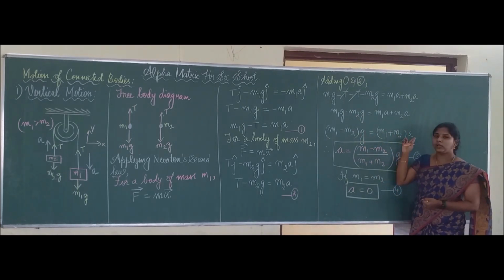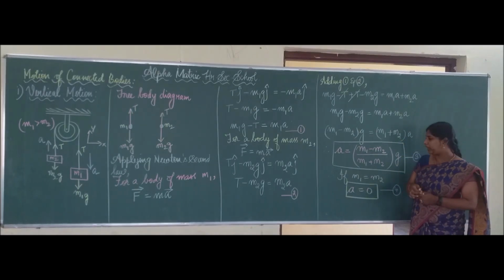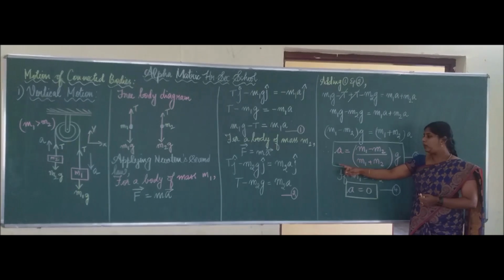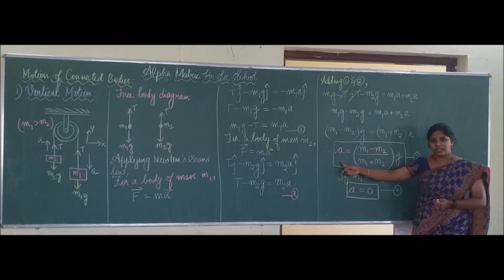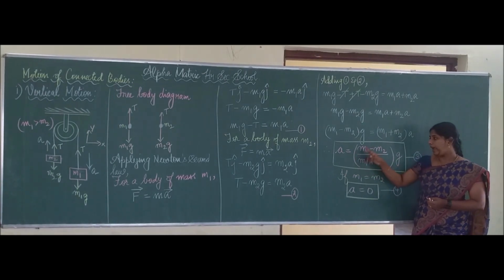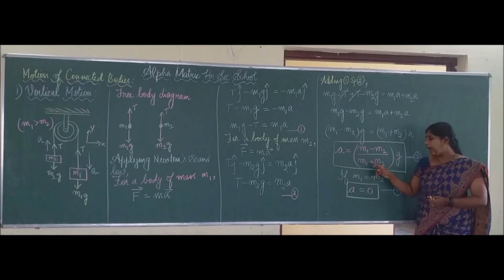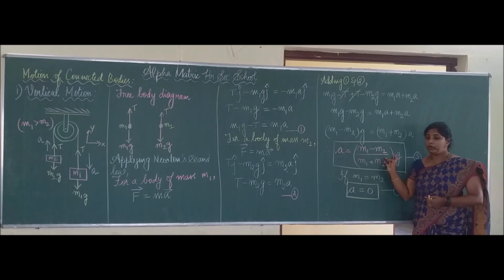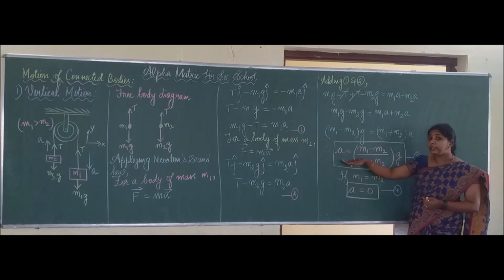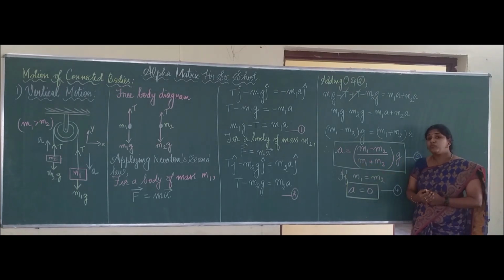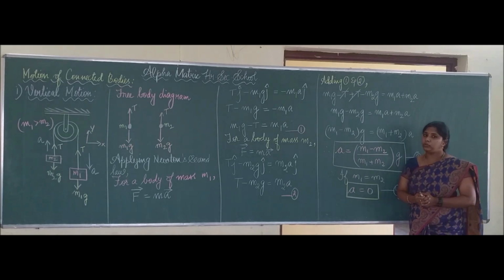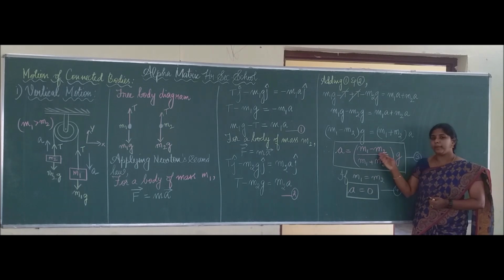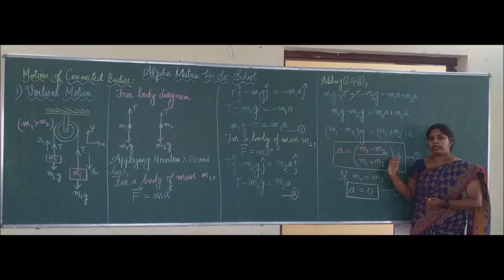We have to calculate the acceleration only. So from this, m1 plus m2 goes to the denominator. We get the acceleration a equal to m1 minus m2 by m1 plus m2 into g. So for this case, if the block of mass m1 is greater than m2, we get acceleration equal to m1 minus m2 by m1 plus m2 into g.